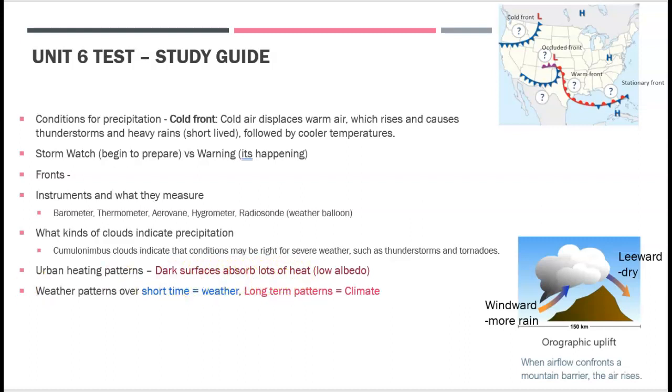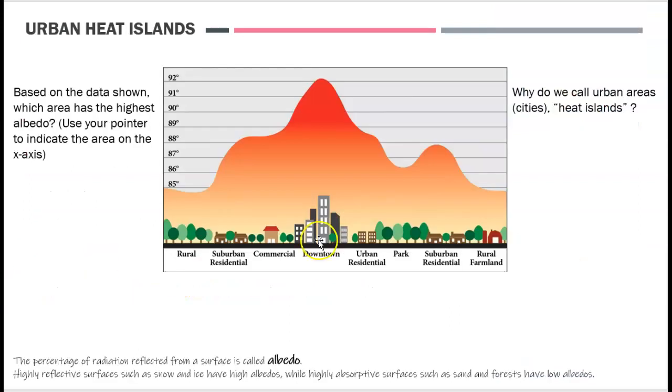So in cities, we get these urban heating patterns. So downtown areas tend to be hotter. We're looking over here on the y-axis at temperature. These urban heating areas tend to be hotter because they have the lowest albedo, and so they're warmer. Areas that are rural, that don't have as many paved surfaces, that have lots of trees and grasses, they reflect a lot of the light back, and so they tend to be cooler.